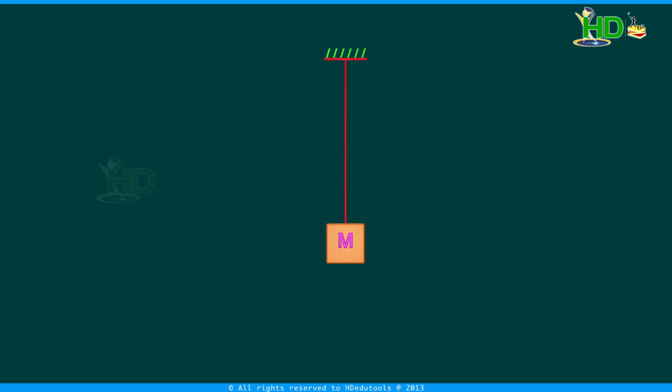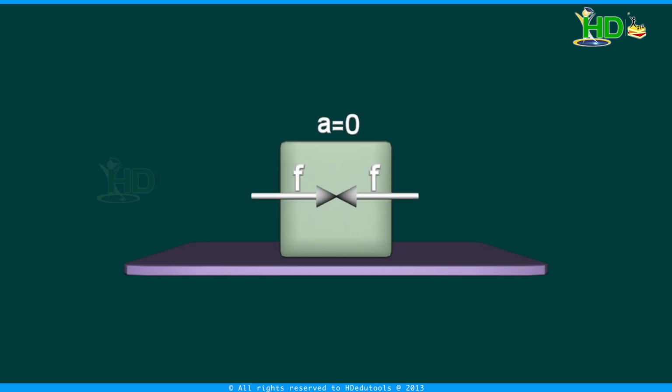Similarly, if I consider a mass m suspended with a string, this is at equilibrium when it is stationary. In this case, the weight of the body mg is acting vertically down and the tension developed is along this direction. Here also, two forces are acting on the body, but the net force on the body is 0. And you take another example. On a horizontal surface, a mass m is placed, a force F is applied along this direction, another force F is applied along the opposite direction. What is the resultant force? 0. Here also we can say the body is at equilibrium.